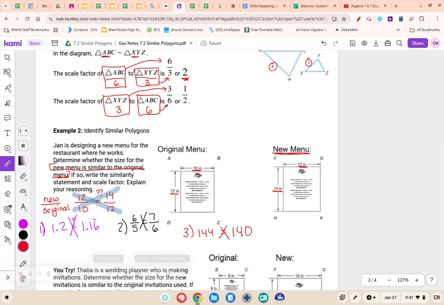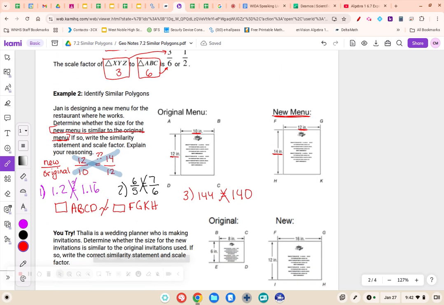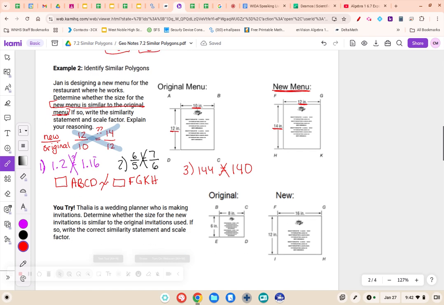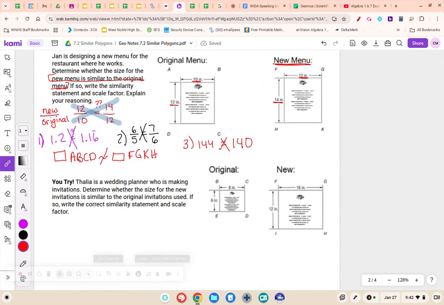So to write a not similar statement, we're going to say rectangle, parallelogram, whatever. ABCD is not similar to FGKH. Okay, so you can pick your favorite of the three methods here, decimal, reduce fraction, or cross multiplying, to check. Take a second, try this you try, see if these are similar or not.